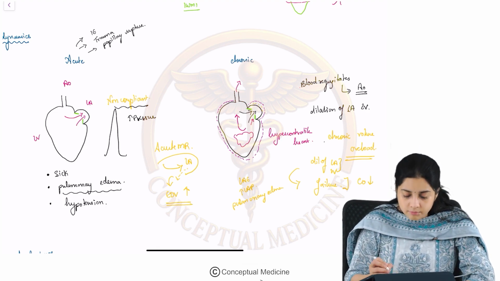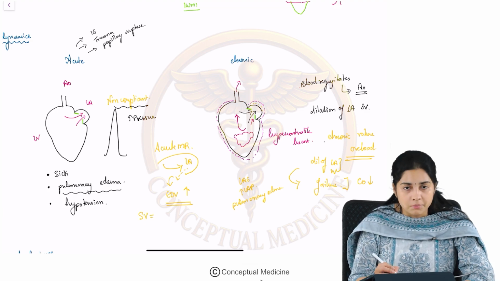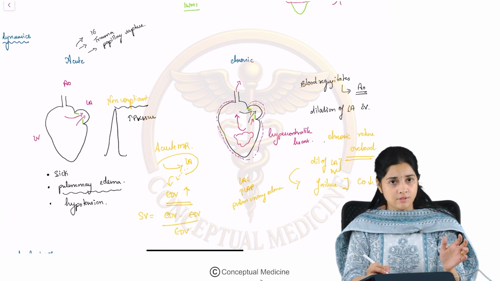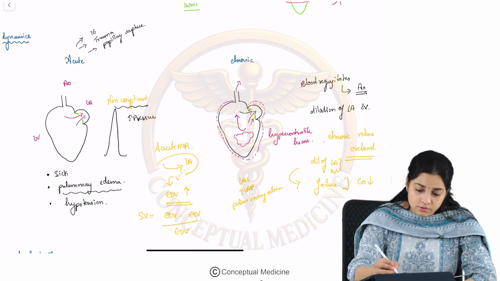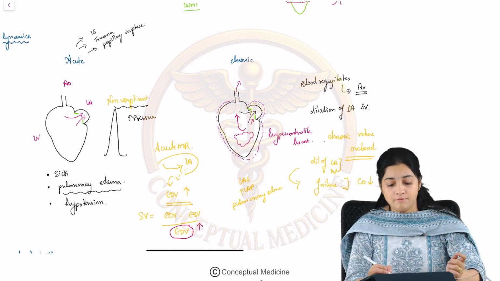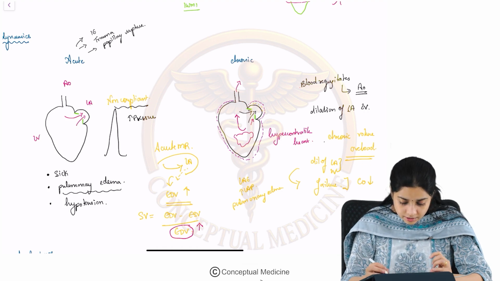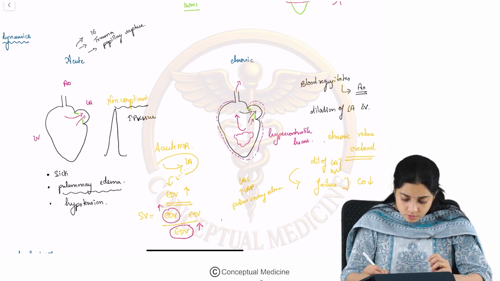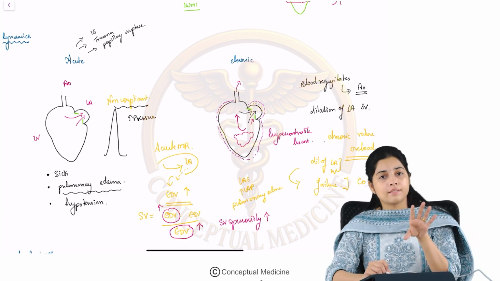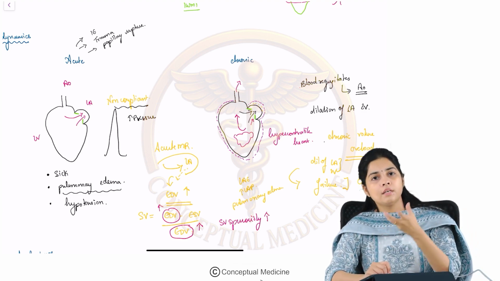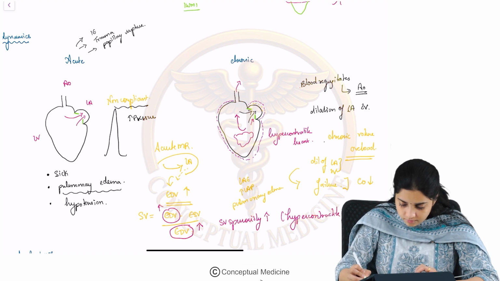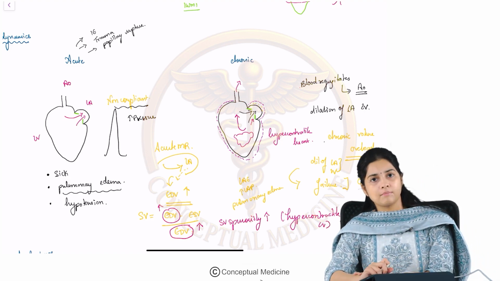So once the end diastolic volume is increased, what happens to the stroke volume? The stroke volume is given by the formula EDV minus ESV divided by EDV. The end diastolic volume is increased in the initial stages of chronic MR as well as severe acute MR. If the end diastolic volume increases, the stroke volume is also increased because of the hypercontractile LV. So this happens in the early stages, right?